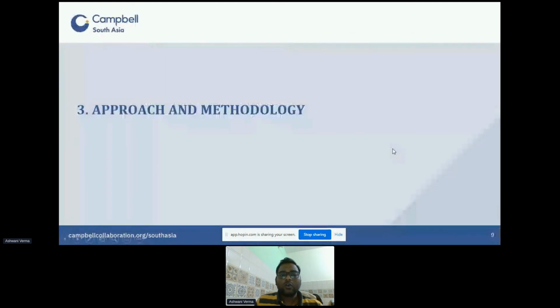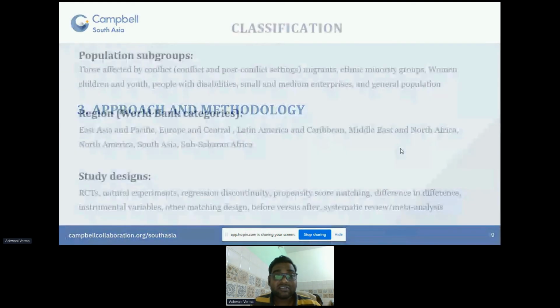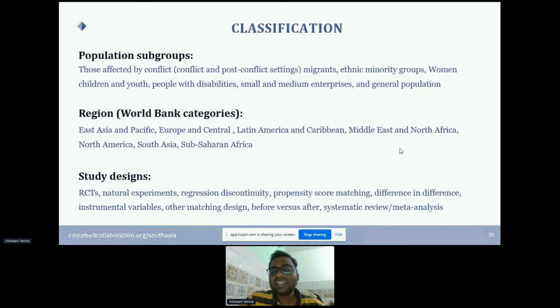So what is the approach and the methodology we used? We have a classification system here. We have classified our studies using different filters. The first filter is the population subgroup. The first population is those affected by conflict, or conflict and post-conflict settings as well. We have migrants, ethnic minority groups, women, children and youth, people with disabilities, medium and small enterprises, and even the general population.